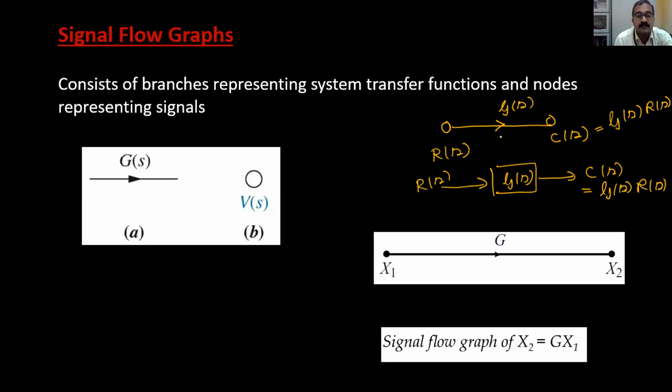So arrowheads represent the block transfer functions. Nodes represent the input and output signals respectively. So that is what's shown here. It consists of branches representing system transfer functions and nodes which represent signals. Because of which, if you have a relationship x2 equals g x1, what can you say? Your x1 is the input variable, g is the system gain, and x2 is the output variable. That is what is shown here.